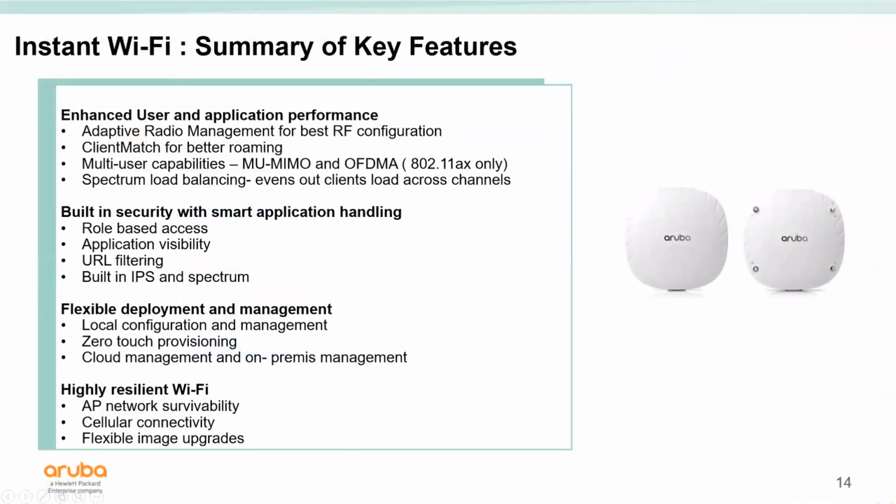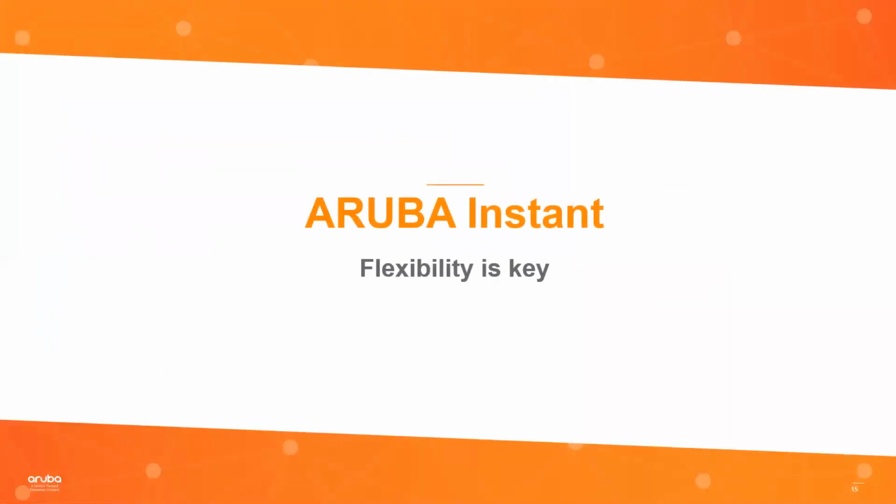All right, guys, this is just a quick summary of all the features we went over. Adaptive radio management and client match, perfect for making sure that everybody is on the right access point and that we always have the best RF possible. We covered the spectrum load balancing, multi-user capabilities. We talked about how there's role-based access, application visibility. We have content filtering directly in these, as well as WIPS. There's a lot of flexible deployment and management solutions. Actually, we're going to go over that next. And we definitely covered the resiliency of the access points there.